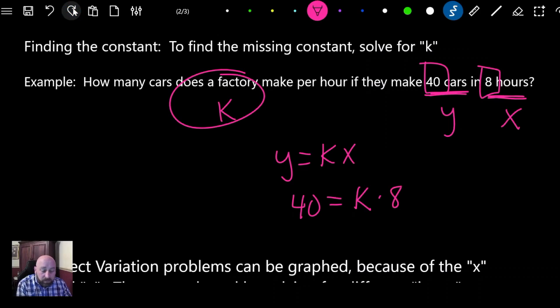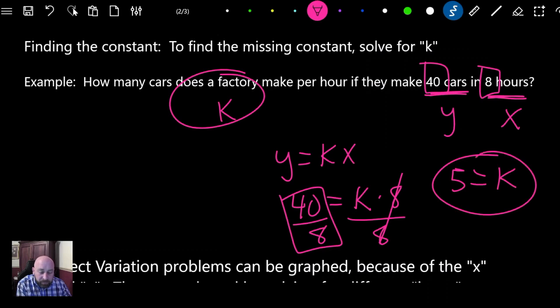So what we want to do is get the K by itself. How do you do that? You divide both sides by 8. That's going to cancel that, and we're going to get 40 divided by 8 equals k. What is 40 divided by 8? Well, it's 5 equals k. So now we know that our constant is 5. So whatever one you're missing, if you're missing the y, you can solve. If you're missing the k, you can solve it. If you're missing the x, you can solve it. It doesn't matter which one you're missing, you can always solve it if you have 2. So if you have 2, you can always find the third one.